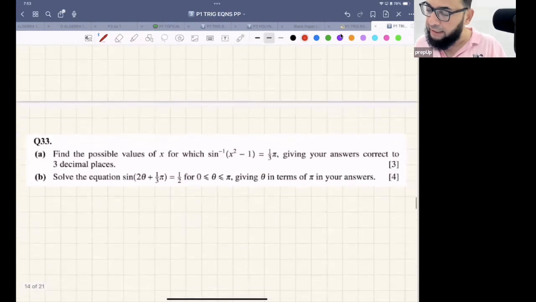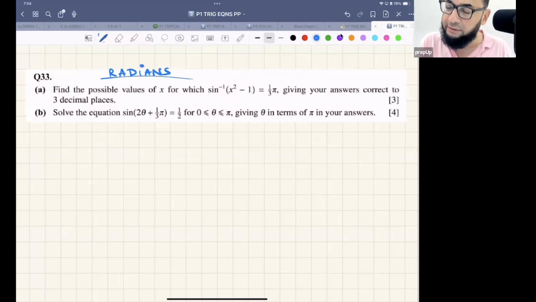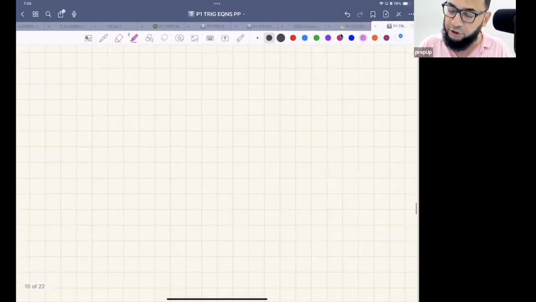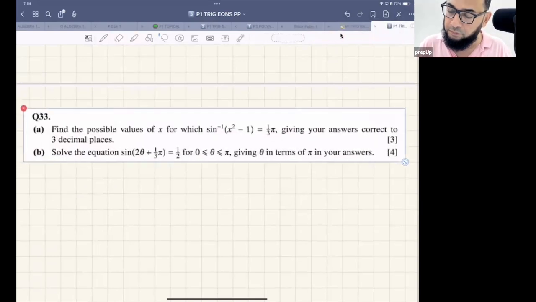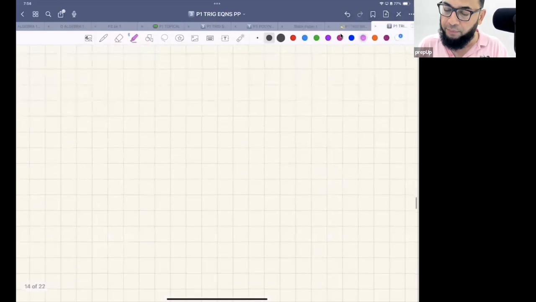So now this thing is done and now it's time for radians. So now we'll be starting with this. So let's get started. Question number 33. There are two parts, the first part and the second part. So let me just copy it because I'll be needing it. So let me add a page for the second part.